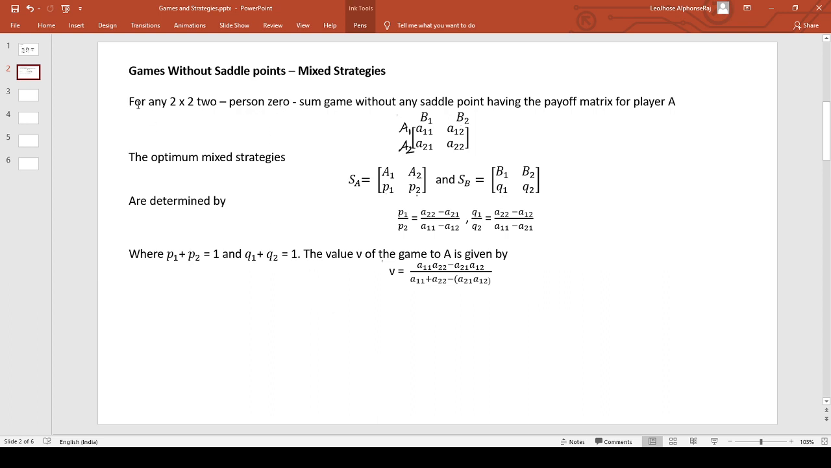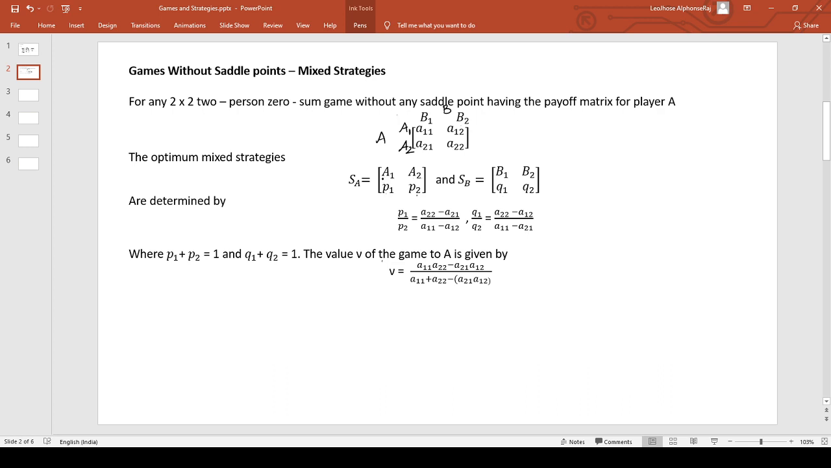The theorem is as such: for any 2x2 zero sum game without any saddle point, having the payoff matrix for player A, A1, A2, B1, B2. These are nothing but the strategies that are going to be used by player A and player B. And the payoff matrix we are going to give in a common form: A11, A12, A21 and A22. So they are going to use optimum mixed strategies, and we can denote it as SA is equal to A1, A2, P1, P2, where P1 and P2 are probabilities.